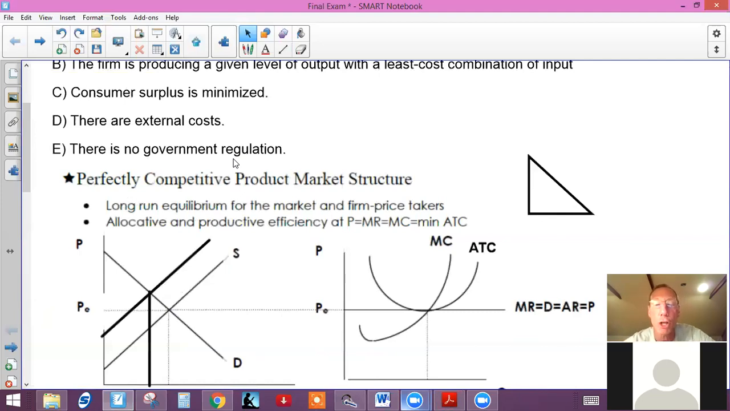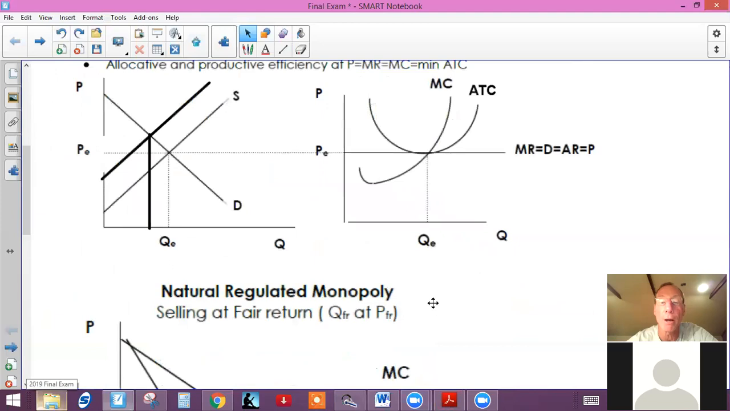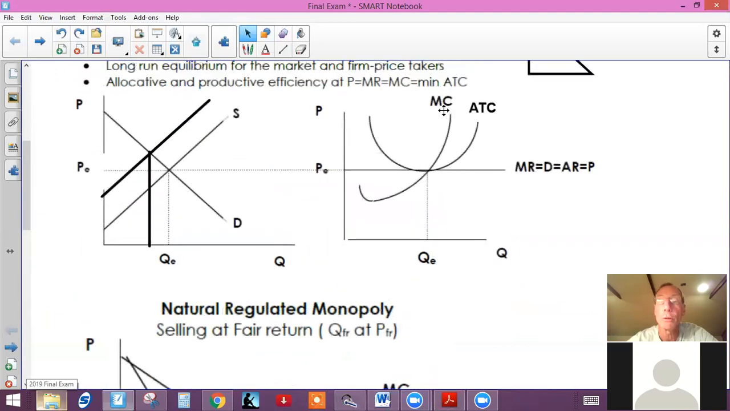I just wanted to show you how you can use one quiz question to study a lot of different things. Where's the allocative efficiency on the perfectly competitive graph? It's always going to be where marginal cost equals marginal benefit, which is demand. Marginal benefit is demand. Marginal cost is supply.